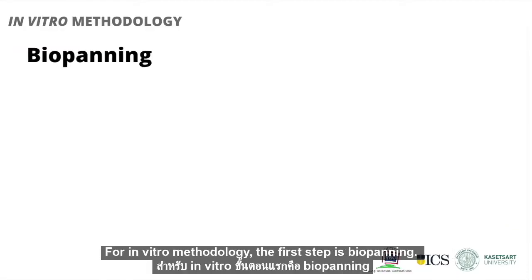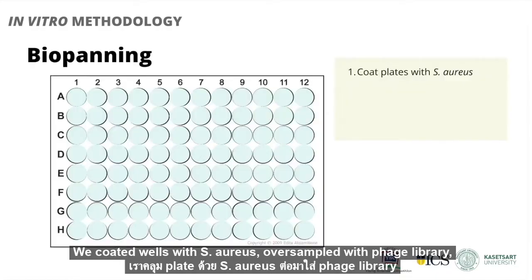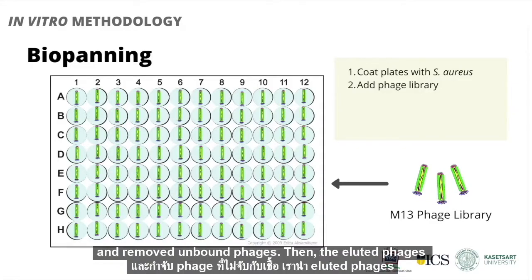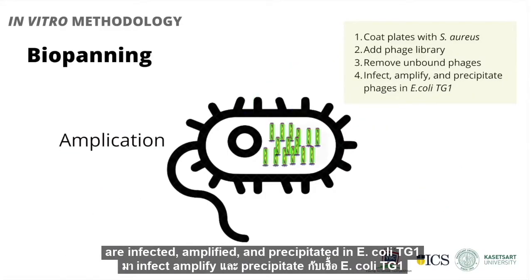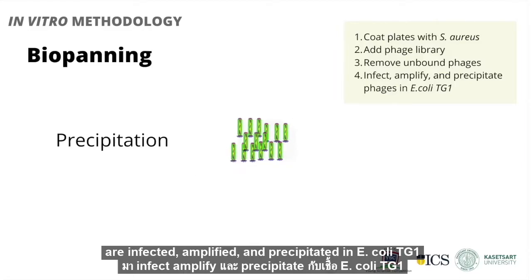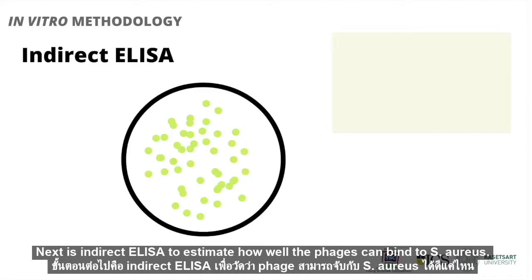For in vitro methodology, the first step is biopanning. We coated plates with S. aureus, oversampled with phage library, and removed unbound phages. Then the eluted phages are infected, amplified, and precipitated in E. coli TG1. Next is indirect ELISA to estimate how well the phages can bind to S. aureus.